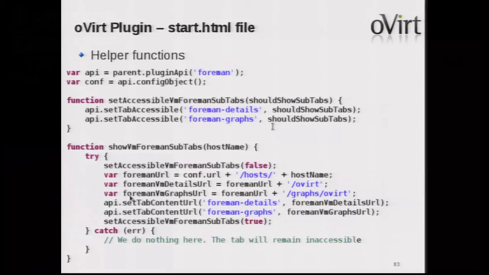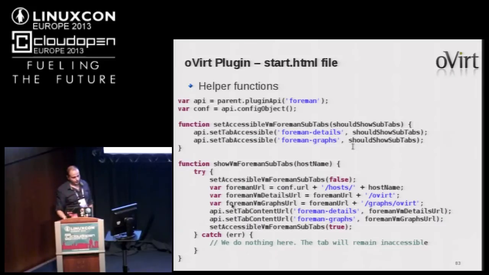So this is the function that hides and shows the subtabs, not really important, but the only important part here is that I changed the subtab content URL according to the name of the selected VM. In here, I use api.setTabContentURL. This function is called in case the VM was found as a host in Foreman. So I construct the URL and I set the subtab URL. So when you press the subtab, you will get to the proper URL in Foreman.